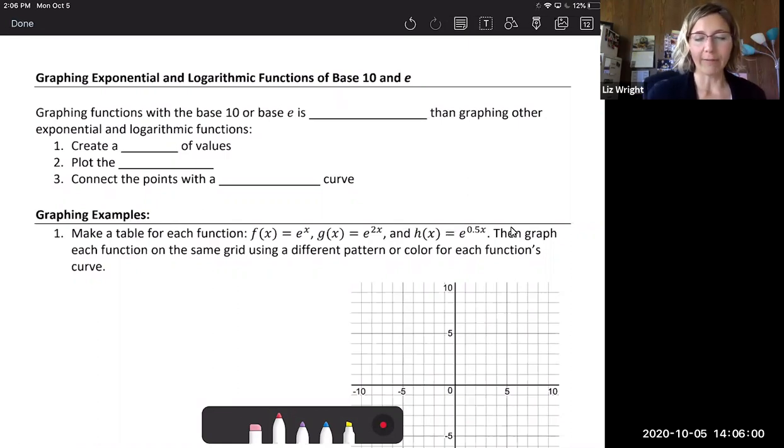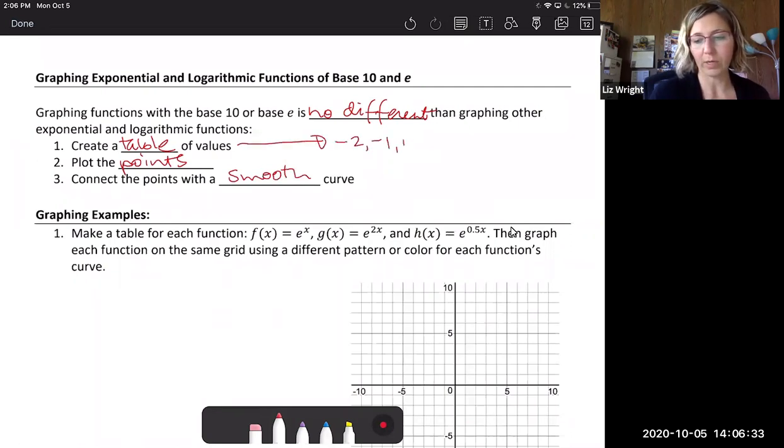All right, so graphing functions with base 10 or base e is no different than graphing other exponential and logarithmic functions. So the process isn't going to change, we just have a different base. So we're still going to create a table of values. We're going to plot the points. We're going to connect the points with a smooth curve. Also, for our table of values, we are always going to use -2, -1, 0, 1, and 2. That's just going to be consistent for all of our exponential and logarithmic functions.